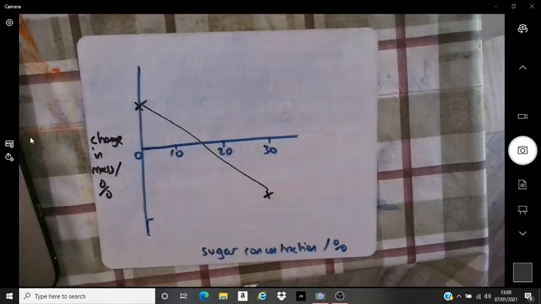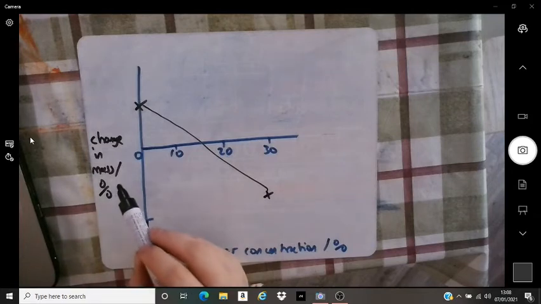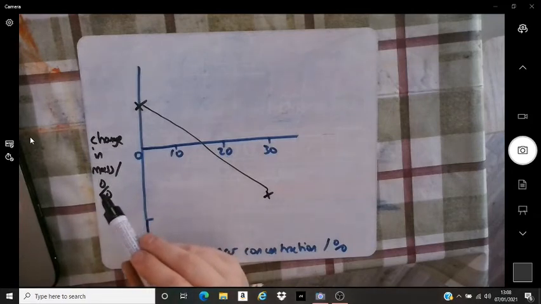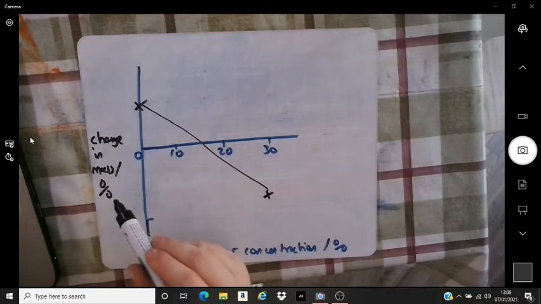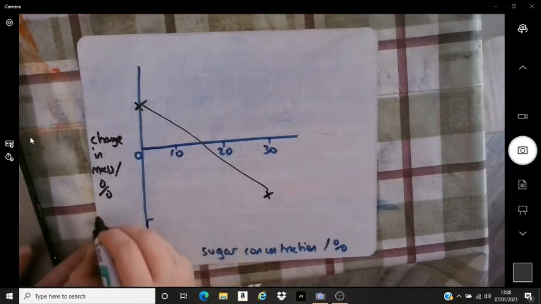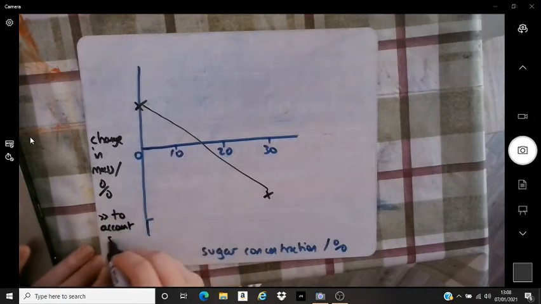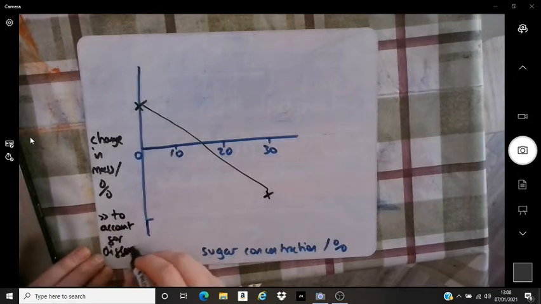Now firstly, there are 2 exam tips here. Number 1, very deliberately we are plotting the percentage change in mass. We plot percentage change in mass to account for different starting masses.